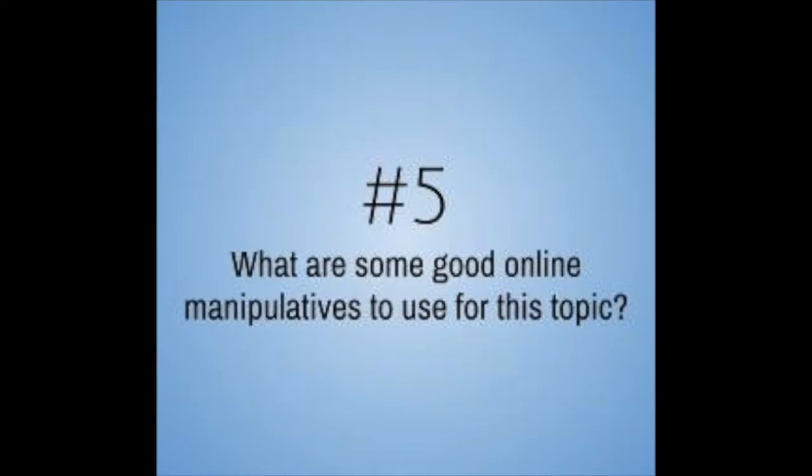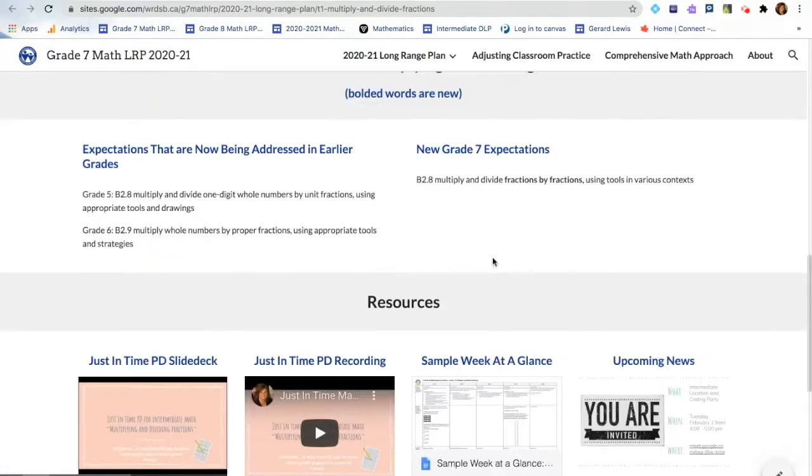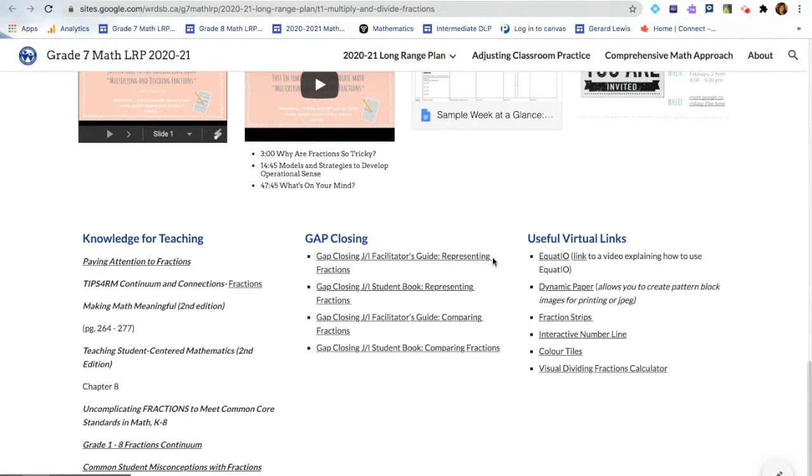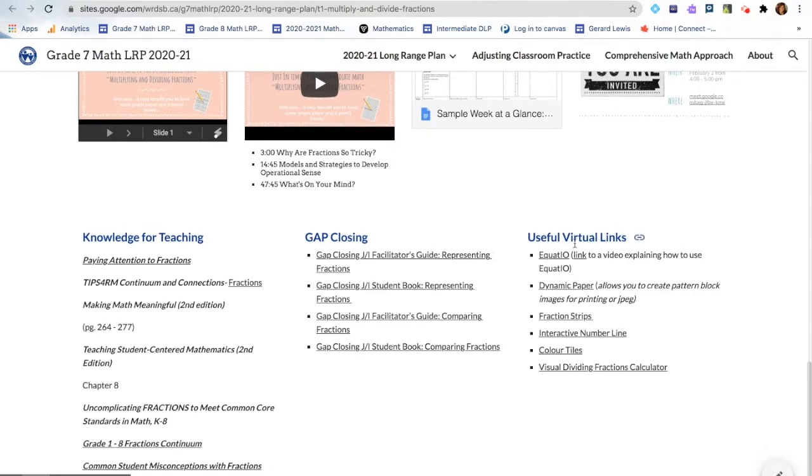What are some good online manipulatives to use for this topic? If you scroll down to the bottom of each topic page in the long-range plans, you will find a list of useful virtual manipulatives specific to this topic. These will prove to be especially helpful to you as we navigate this remote learning world.